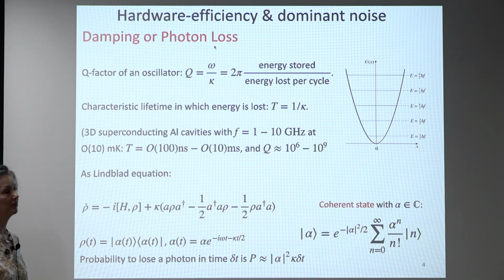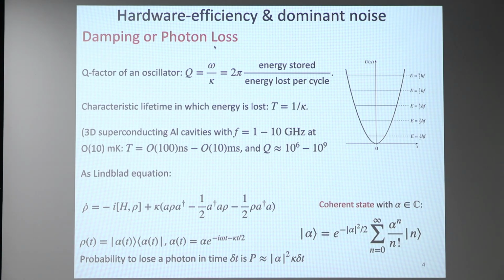You understand what I mean? I'm just making an approximation that kappa delta t is very small. Yeah, but I'm not talking about that model now. I'm talking just about very simple Markovian noise here. What's the physical intuition behind the photon loss being proportional to alpha squared?